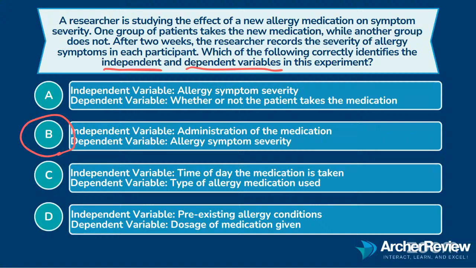Okay, so it's the group that's getting the medication. The medication is that independent variable. Dependent variable is what their symptoms are like. Okay, now let's take a look at our other answer choices.